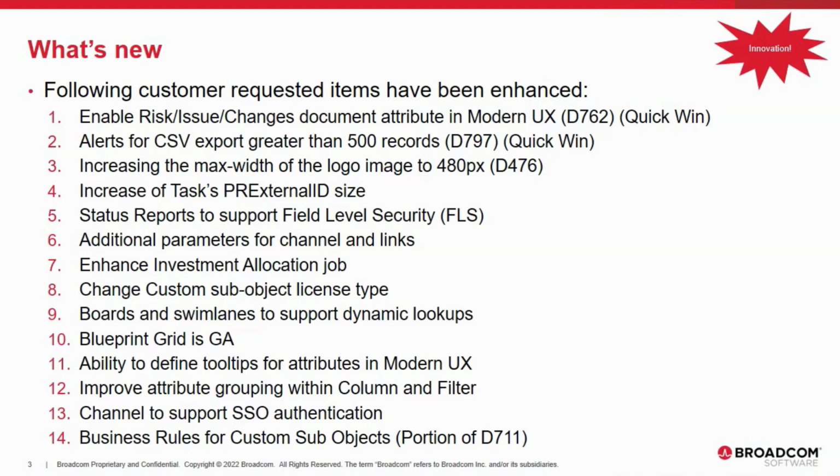Enhancement of the investment allocation job to accept additional parameters. Change to the custom subobject license type. Board and swim lanes to support dynamic lookups. Blueprint grid is GA. Ability to define tooltips for attributes in the modern UX and language translation. Import attribute grouping within column and filter. Channel to support SSO authentication and business rules for custom subobjects.